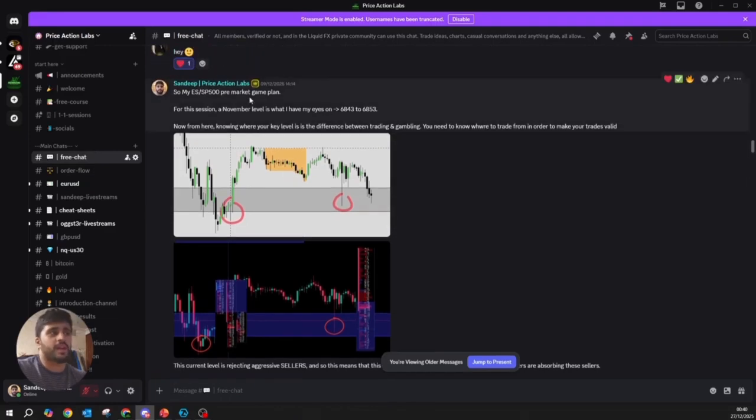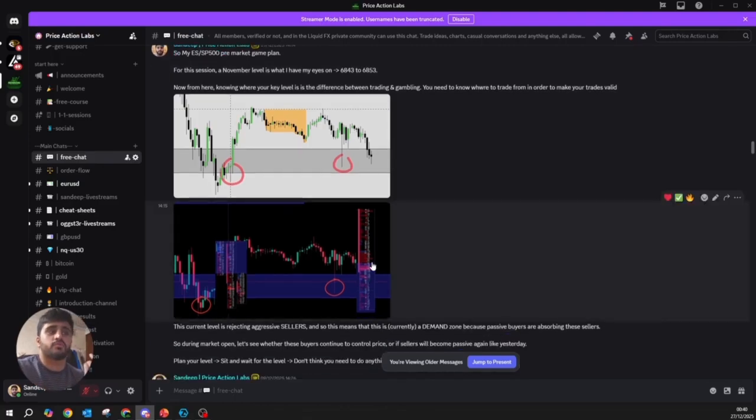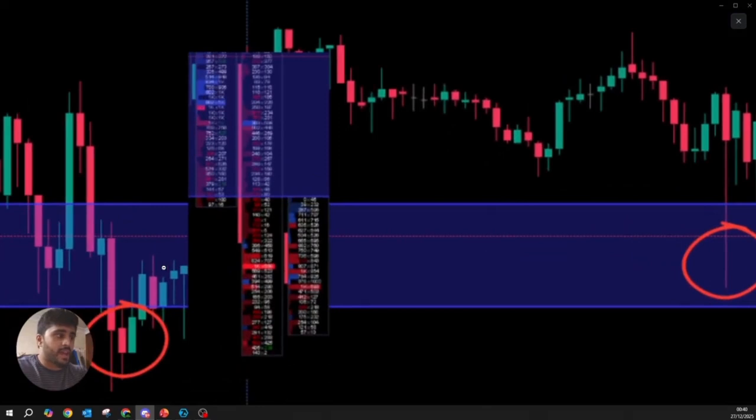This is my ES plan for the 9th of November. What I'm looking for is key levels. I want to validate how the market is reacting to my key levels before the market opens, right? This was the 8th of December. As you can see here, price was pretty aggressively selling off, right? At 6,900. This was 6,900. We see a ton of aggressive selling, but no reward.